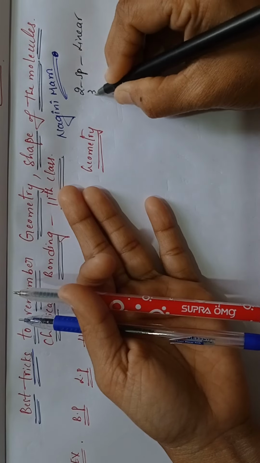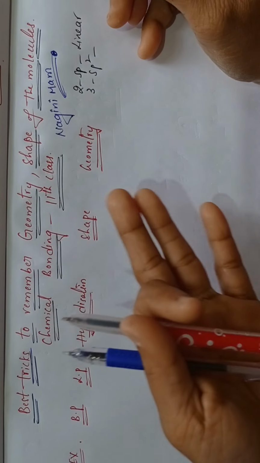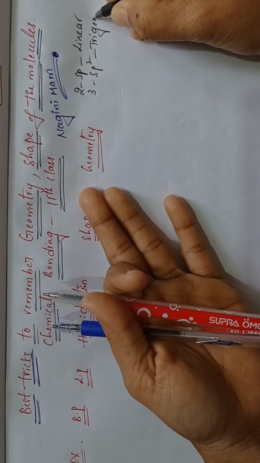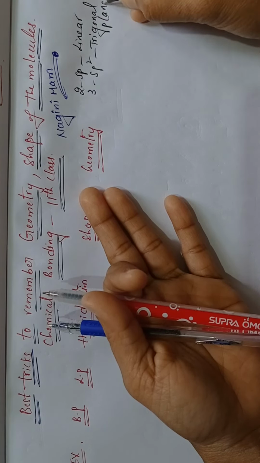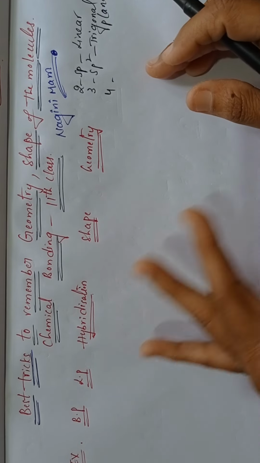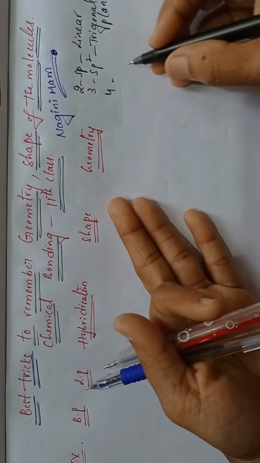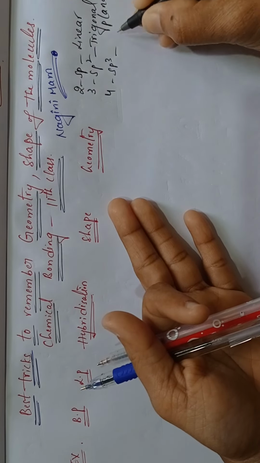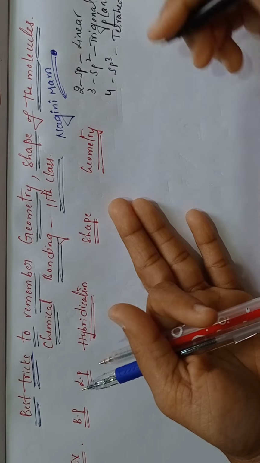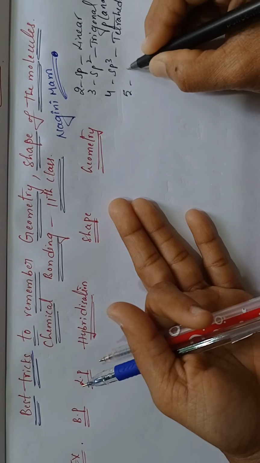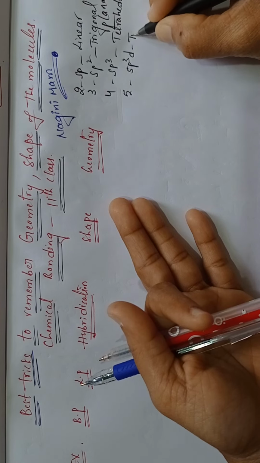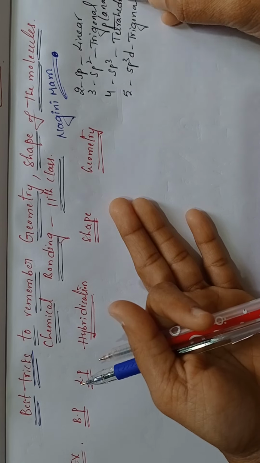Now 3 means sp2. 3 means sp2, which shape? Trigonal planar shape. Now suppose bond pairs plus lone pairs value 4 came. Then sp3 means tetrahedral shape. These shapes are fixed. Next, 5 means sp3d, which means trigonal bipyramidal shape.